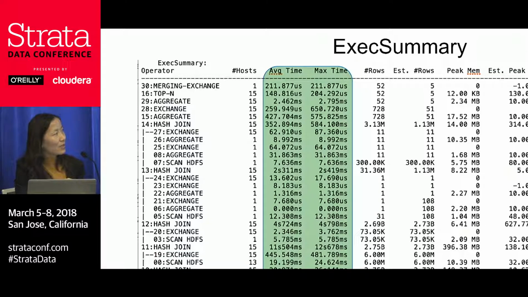Then compare the average and max to see if there is a big difference. If there's a big difference, that indicates there's some skew among your hosts. Not every host spends the same time to do a similar amount of work, when it is supposed to be a similar amount of work for each host.